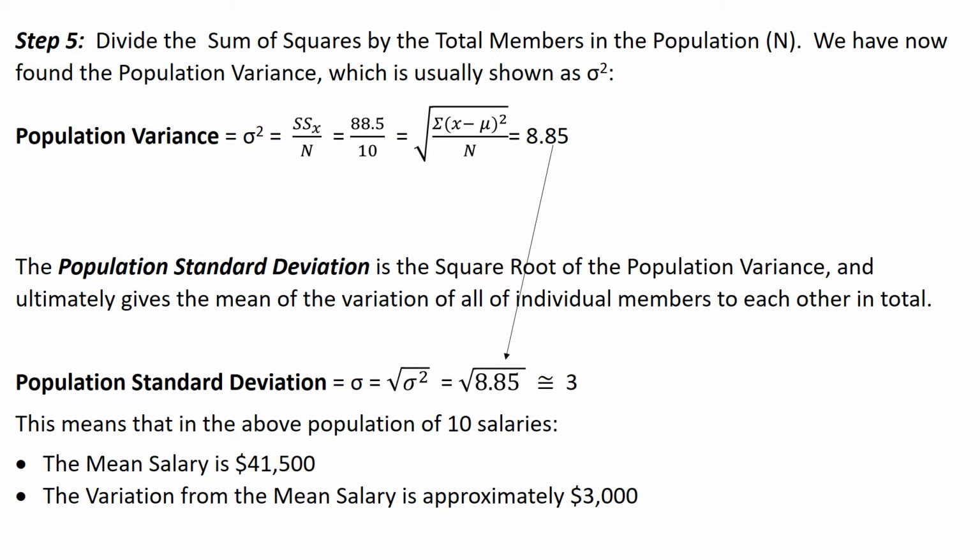I take the square root of that. 8.85 is close to 9, so it is about 3. So my mean salary, when I do all this calculation, is 41.5. We did that earlier. And remember, that's 41.5 thousand. That means the variation is 3, or about 3,000.